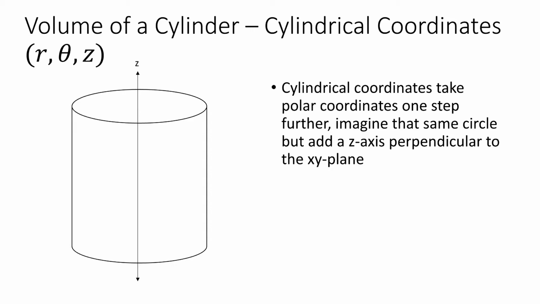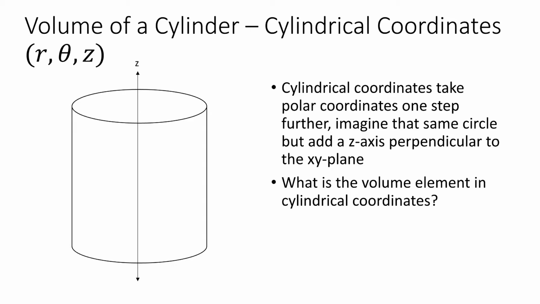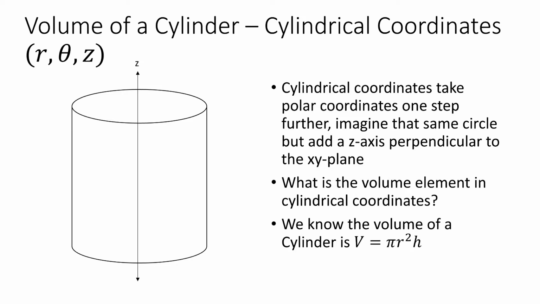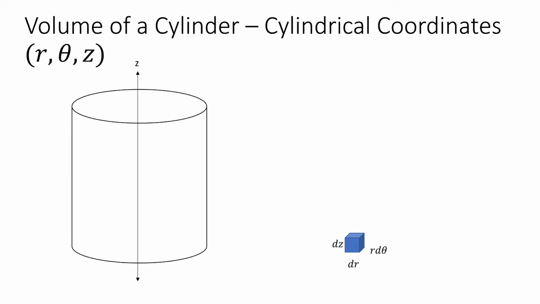So what is the volume element now in cylindrical coordinates? And where does the volume of a cylinder come from? If you're looking at that formula, pi r squared h, a few things should come to mind. Pi r squared is the area of a circle multiplied by height. Keep that in mind. So we're going to derive this volume element.